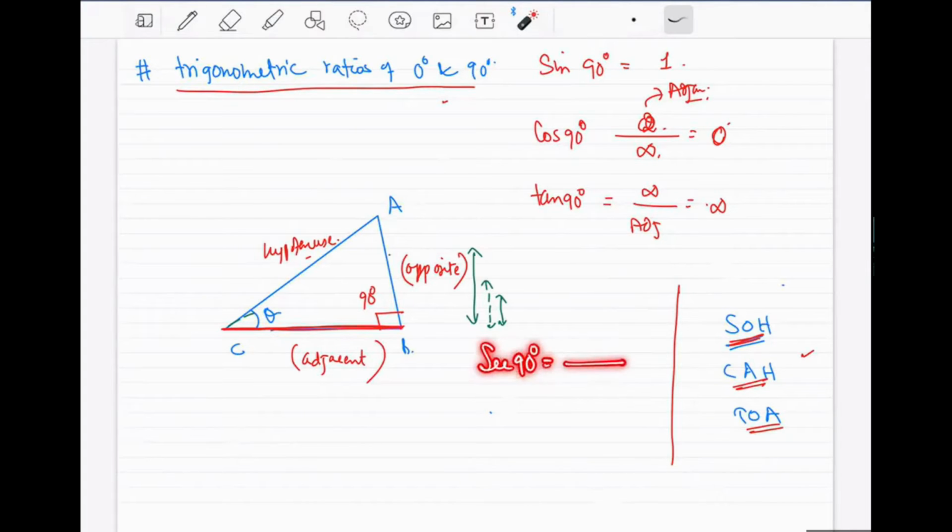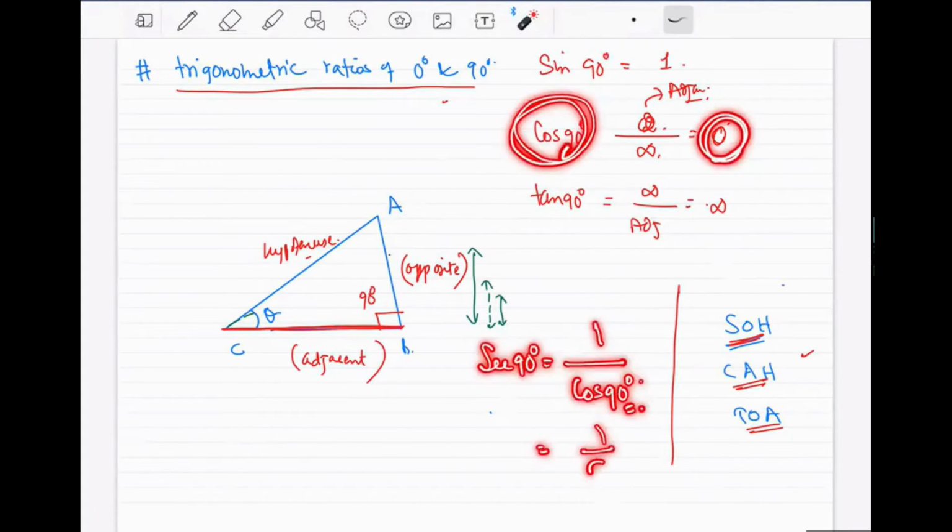What about sec 90 degree? Sec is the reciprocal of what? It's the reciprocal of cos. So sec 90 will be 1 by cos 90 degree. How much is cos 90 degree? I'm writing 0 here, right? So you put 0 here. 1 divided by 0, or if you divide any number by 0, you will get infinity. So sec 90 is infinity.